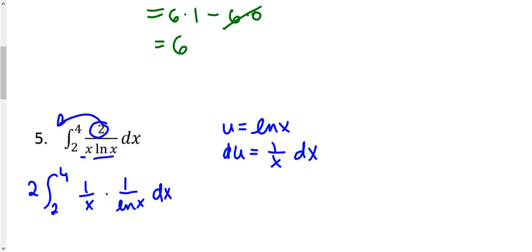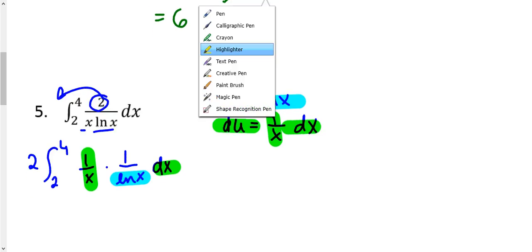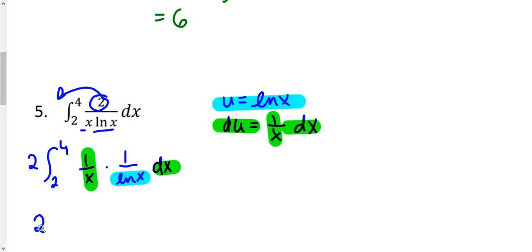dx. Well, I have u is equal to the ln of x. So under here, I'm going to have u. So I'm going to have 1 over u. 1 over x dx is how I get du. So I have 1 over x and dx. I have those 2 things, and they're going to become du. So when I rewrite this, the 2 is going to stay out front. The integral, 1 over x and dx become du. I have 1 over u.